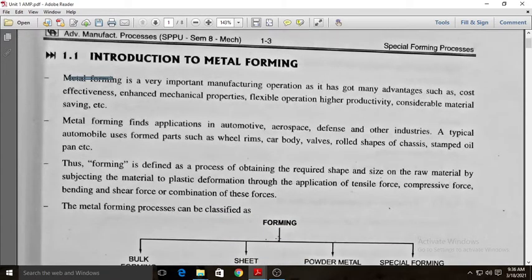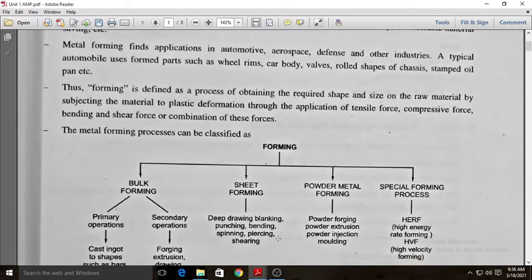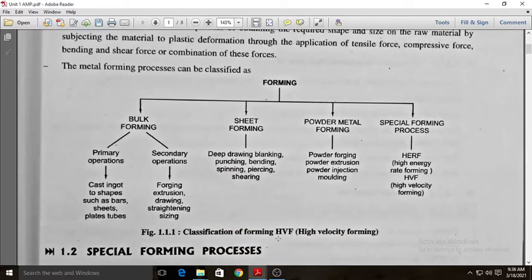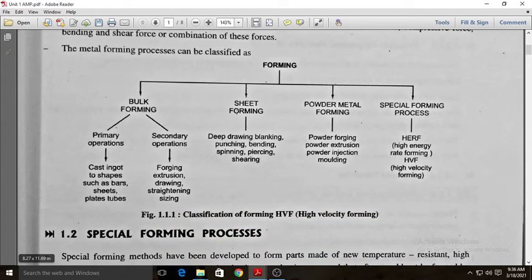So forming processes again have types here. First one is bulk forming, second one is sheet forming, third one is powder metal forming, and last one is special forming processes. These special forming processes are the high energy rate forming processes. We simply call this HERF. High energy rate forming means processes which are carried out at high energy. I showed you the explosive forming process; it comes under high energy rate forming.